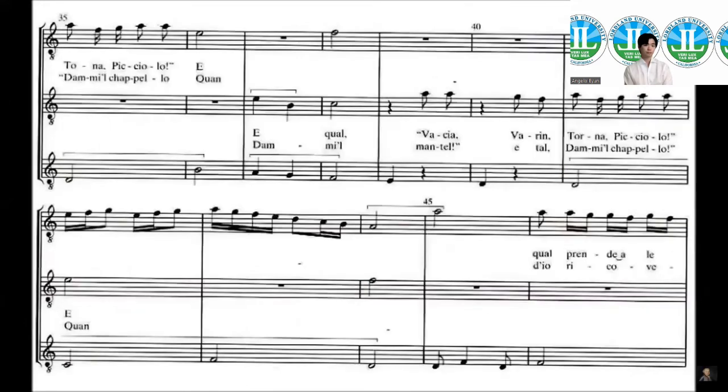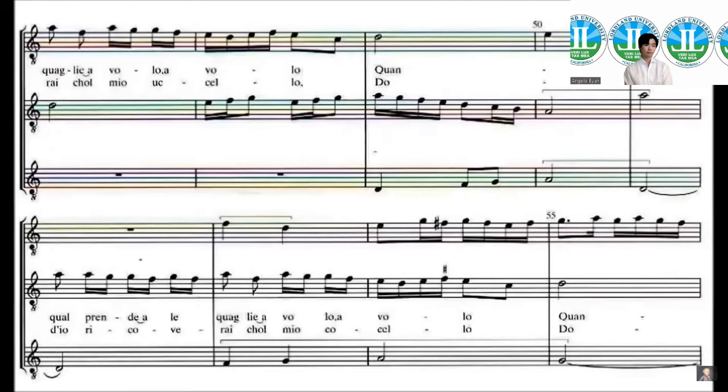Dammi capello qua. Dammi capello. Dio ricovreranno col mio cielo.